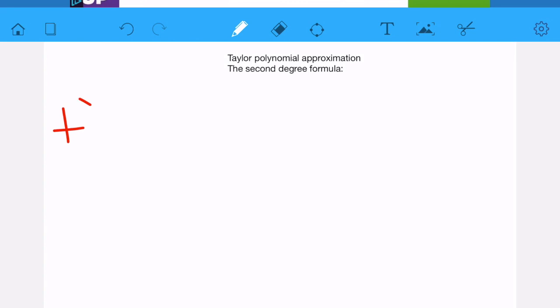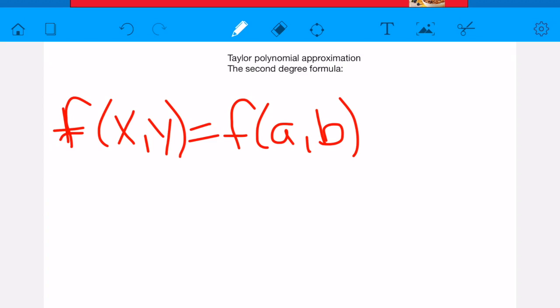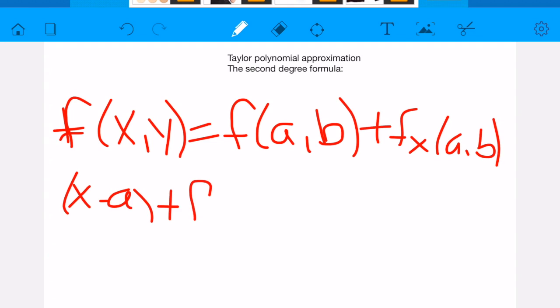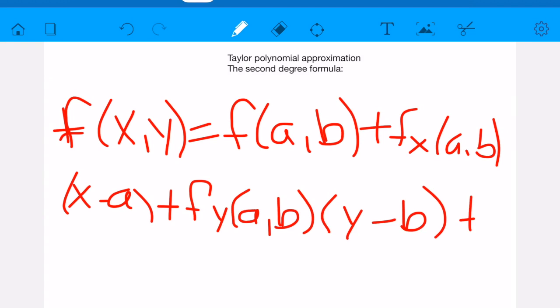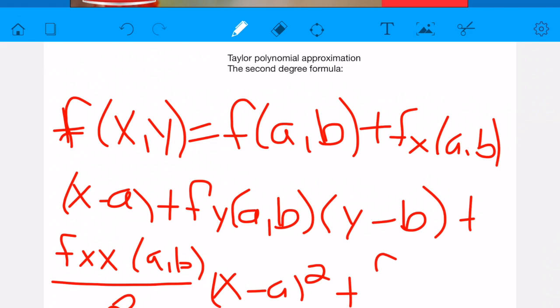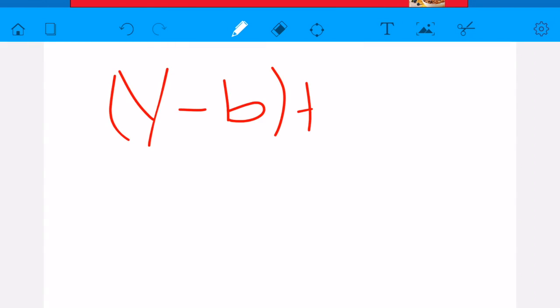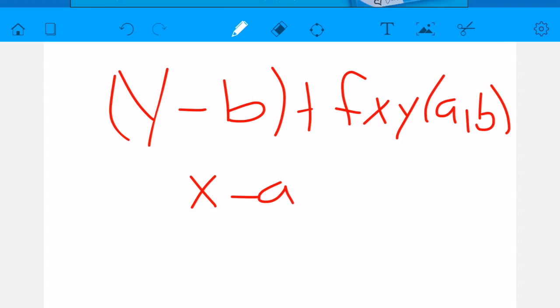The second degree is f(x,y) equals f(a,b) plus f_x(a,b) times (x minus a) plus f_y(a,b) times (y minus b) plus f_xx(a,b) divided by 2 times (x minus a) squared plus f_yy(a,b) divided by 2 times (y minus b) squared plus f_xy(a,b) times (x minus a) times (y minus b).